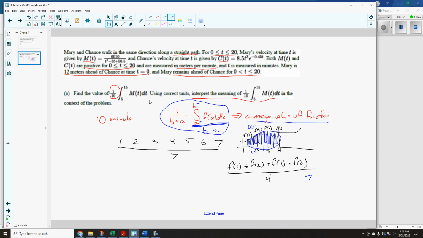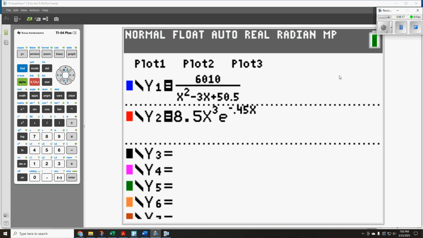So I'm looking at this and saying, well, I'm not going to bother to do the calculation of 1/10 times the integral from 5 to 15 of m(t) dt. Actually, I changed my mind. I think I am going to calculate it. I'm putting m of t in my y1 and c of t in my y2. So y1 is Mary's velocity, and y2 is Chance's velocity.